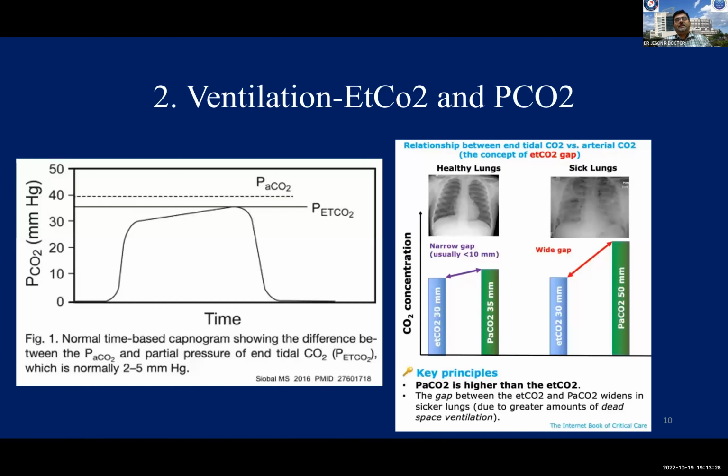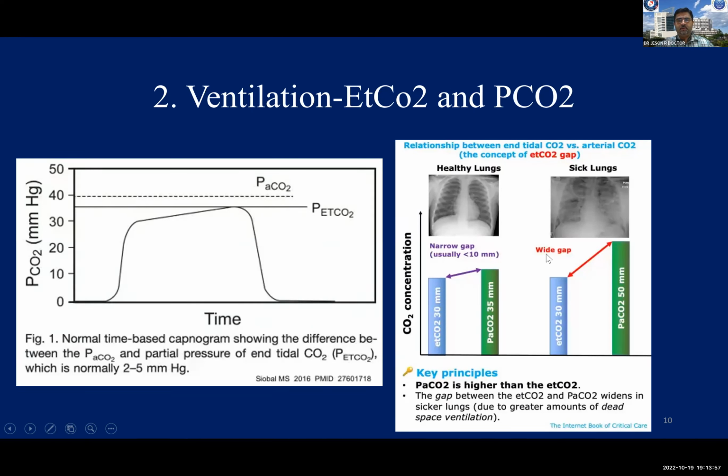Moving on to the next, that is the EtCO2 and the PCO2. Under normal circumstances, the PaCO2 is always more than the EtCO2, because the EtCO2 is diluted by the dead space gases, as a result of which the partial pressure of carbon dioxide in the expired air, or end tidal carbon dioxide, is a little lower than the partial pressure of carbon dioxide in the blood. The normal difference between these two is roughly 2 to 5 millimeters of mercury.